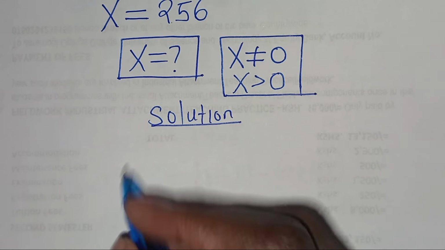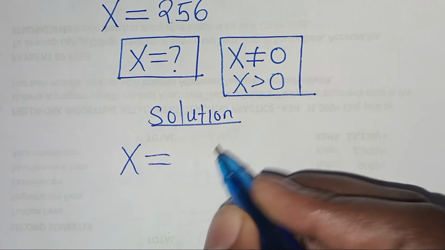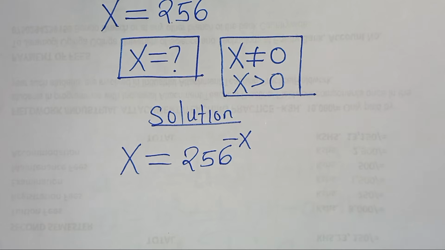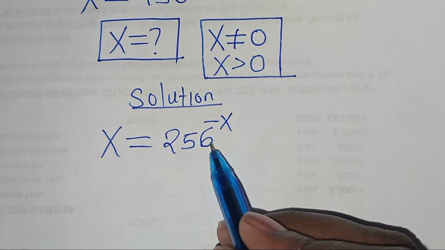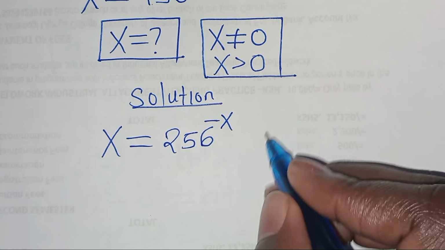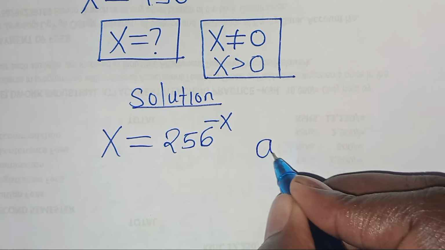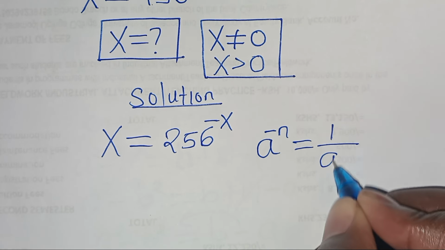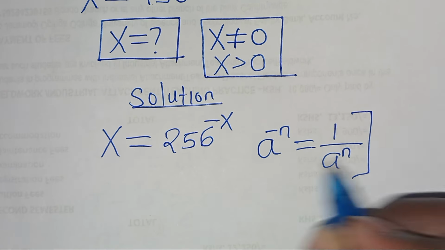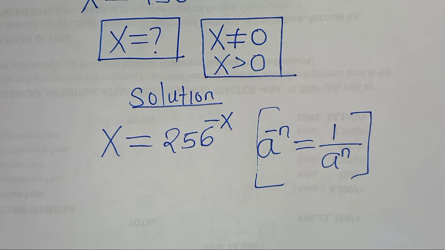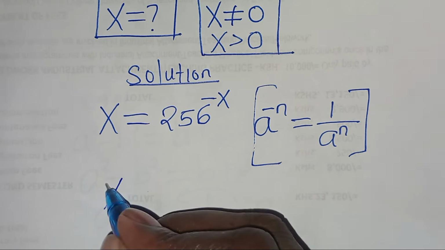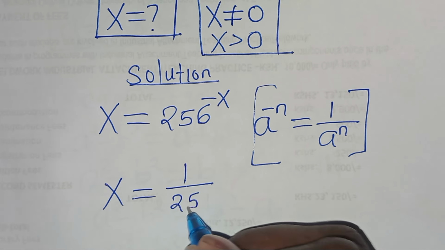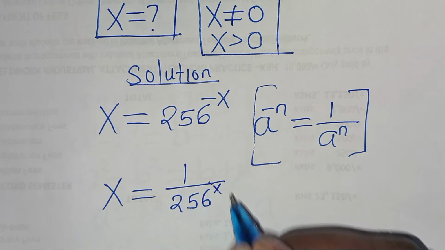Now, we have x is equal to 256 raised to the power minus x. This is in the form of a to the power of minus n, which we can express as 1 over a to the power of n. So let's apply this property from here, so that now we'll have x is equal to 1 over 256 raised to the power of x.